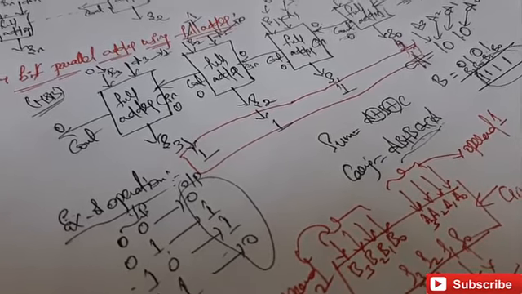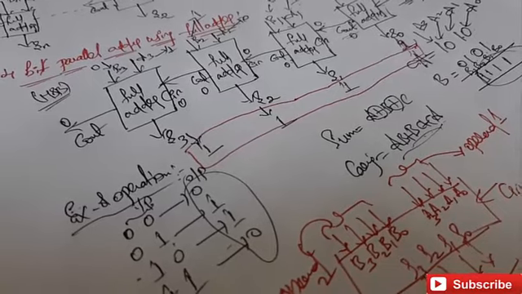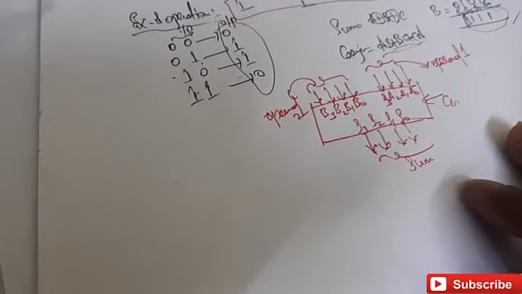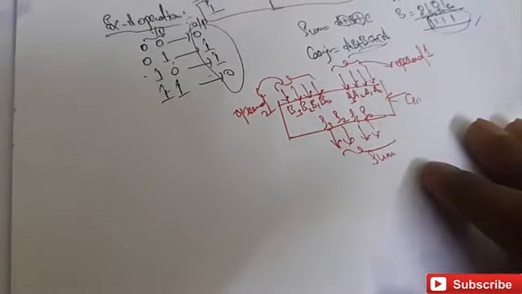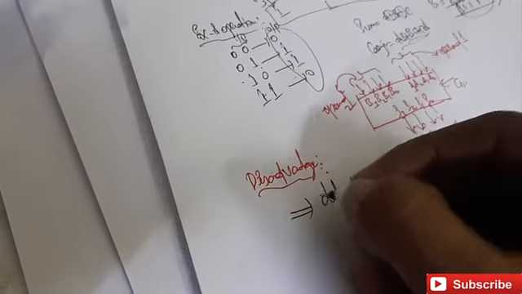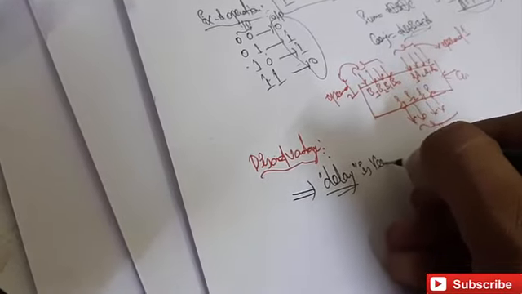In that case, we can't use this 4-bit parallel adder for regular purposes, but we can use the carry look ahead adder in real-time applications, because in the carry look ahead adder the propagation delay will be very much less compared to the parallel adder. The main disadvantage of this parallel adder is that the delay is very high.